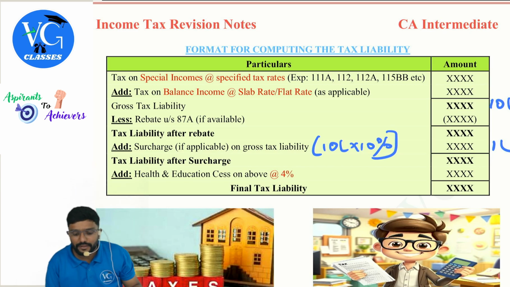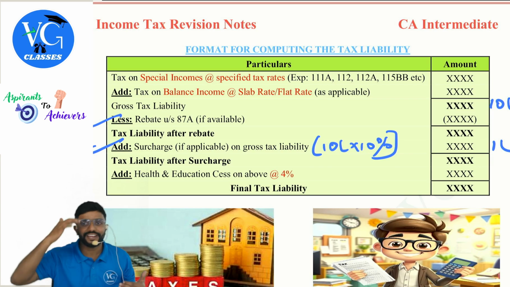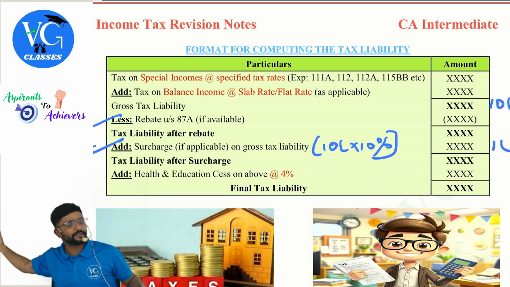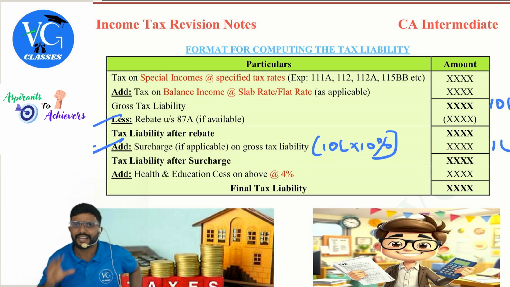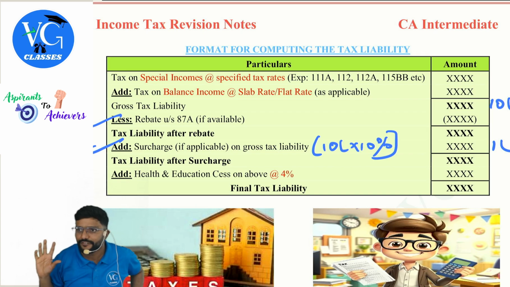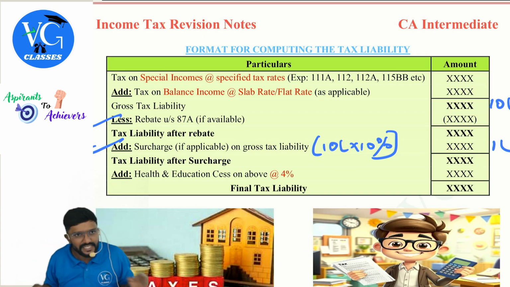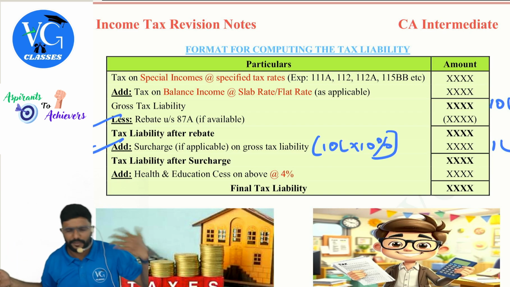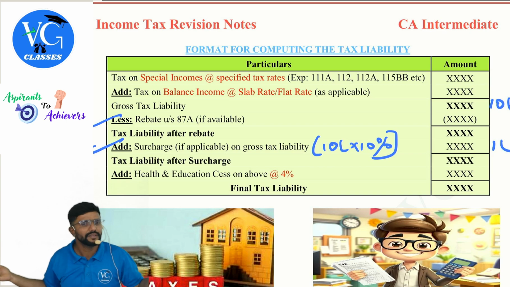Now, as a format, I have given both rebate as well as surcharge, guys, but both simultaneously will never come. Why, sir? I told you rebate is available only when total income is up to 5 lakh or up to 7 lakh. But surcharge is applicable only when your total income is more than 50 lakh. Then why did you give both as a format? But for the same assessee in the same scenario, both will not be there. When rebate is there, obviously surcharge is not applicable. And when surcharge is applicable, obviously rebate will not be available, guys.